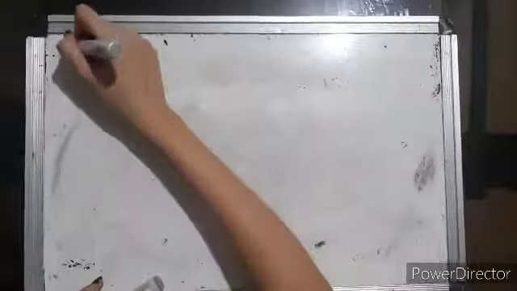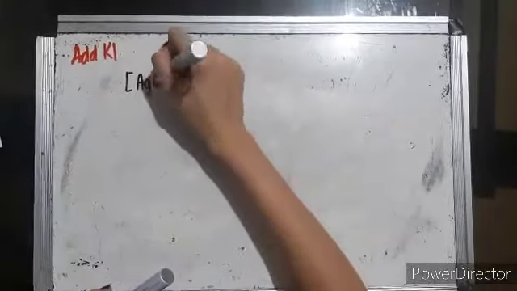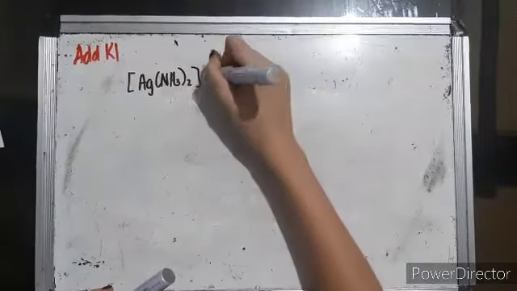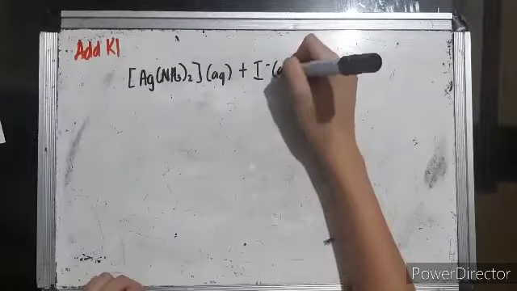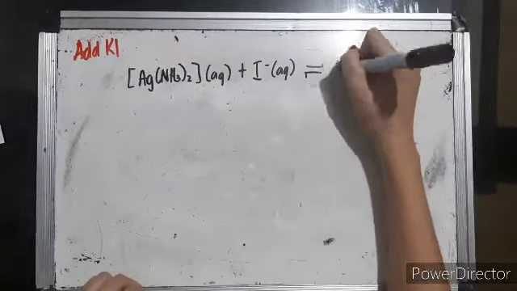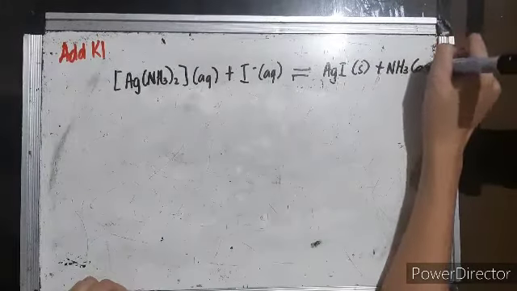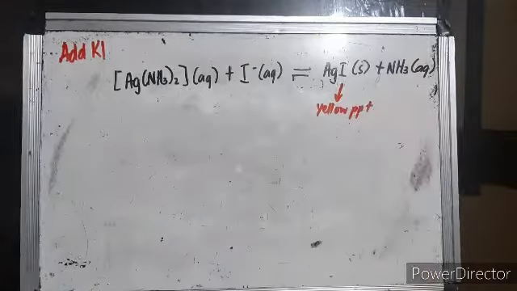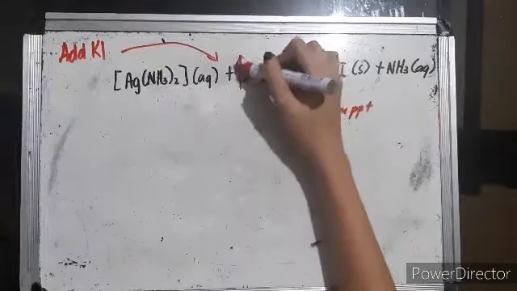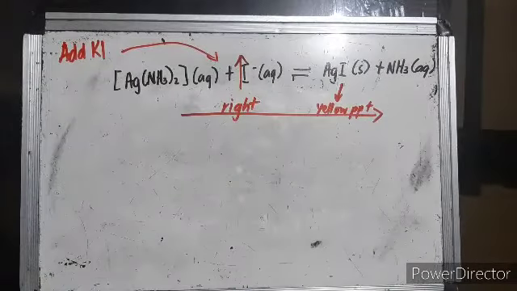Next is the addition of potassium iodide in the solution. So, from the silver ion complex that you had, doon magre-react, forming now your silver iodide and your ammonia in aqueous solution. Now, AgI or your silver iodide is the yellow precipitate, yung faint yellow precipitate. And KI is in the reactant side, increase concentration, therefore shift niya to the right side.